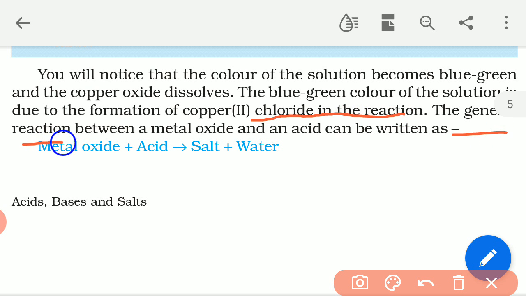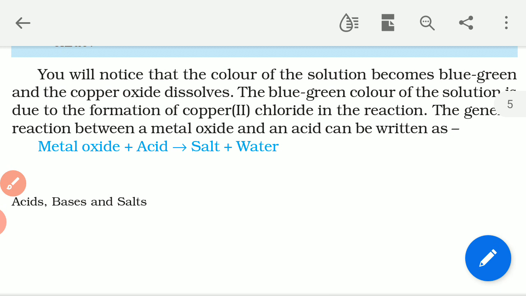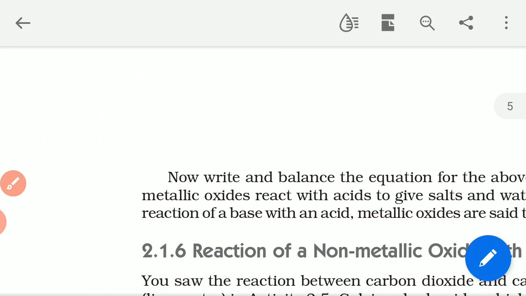The general reaction between a metal oxide and acid can be written as: metal oxide plus acid gives salt and water. A metal oxide plus acid forms a salt and water. These are the chemical properties of the acid.